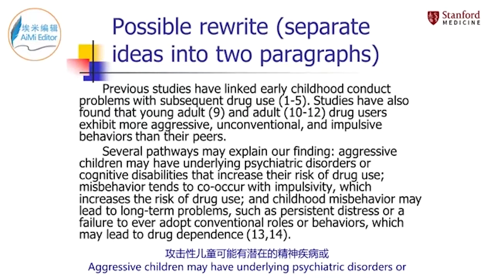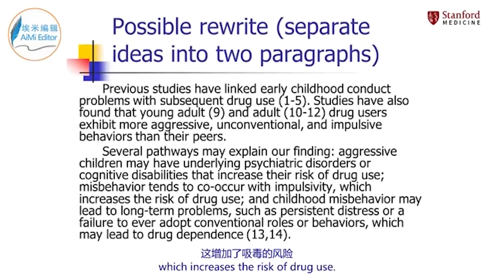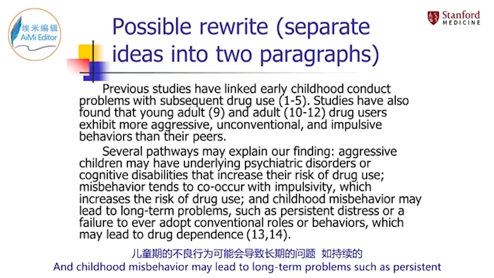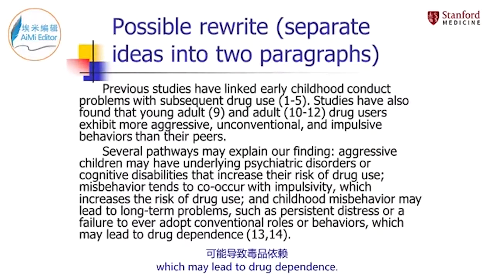Aggressive children may have underlying psychiatric disorders or cognitive disabilities that increase their risk of drug use. Misbehavior tends to co-occur with impulsivity, which increases the risk of drug use. And childhood misbehavior may lead to long-term problems such as persistent distress or a failure to ever adopt conventional roles or behaviors, which may lead to drug dependence.